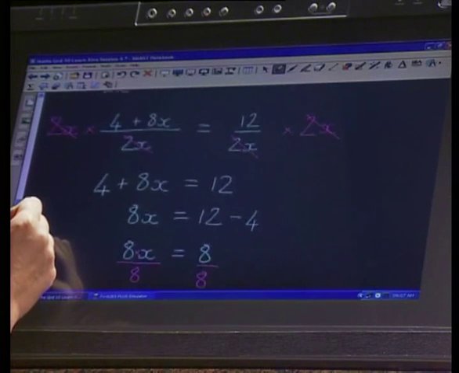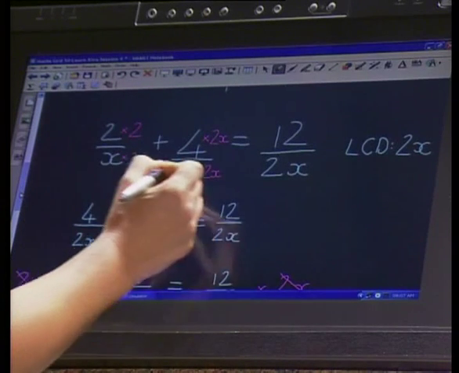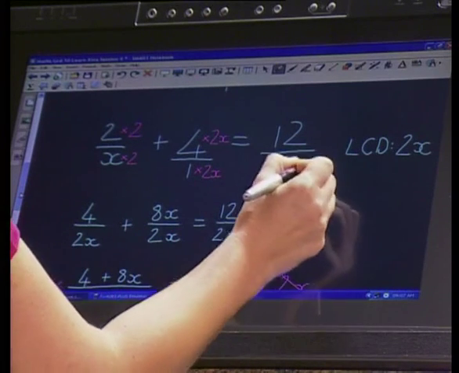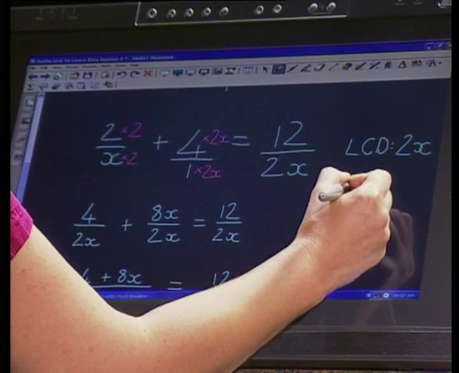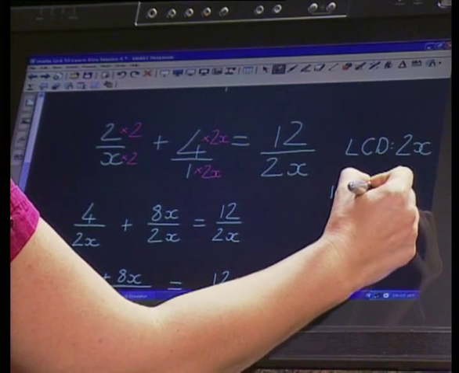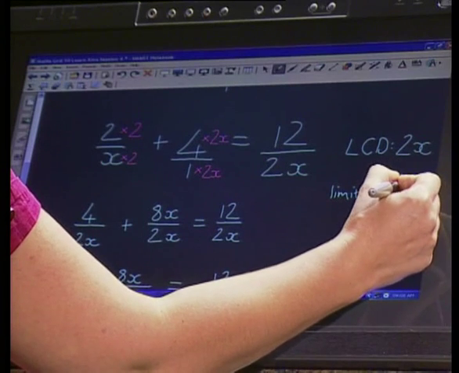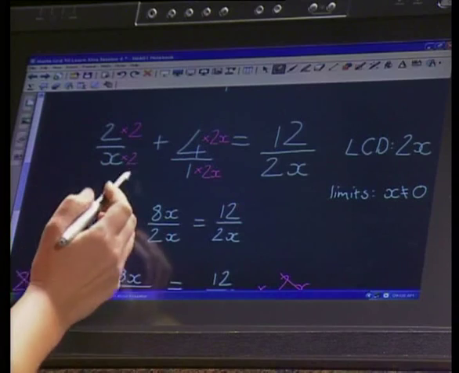Okay, the next thing we need to point out is when you have a variable in the denominator, you need to point out what the limits are. The limits for this is x cannot equal 0. Now why can x not equal 0? Because if x did equal 0, then these fractions would be unreal. We only work with real numbers.